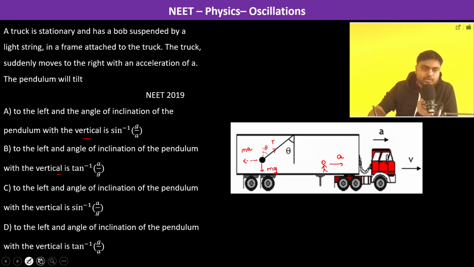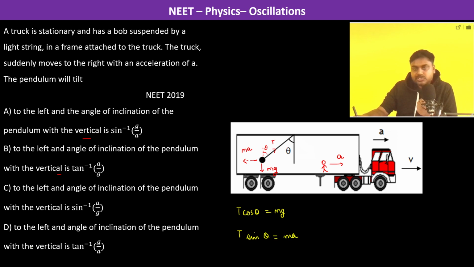So we write down the equations. The equation becomes T cos theta is equal to mg, T sin theta is equal to ma, since we are observing the bob to be at equilibrium. So this is first equation, this is second equation.